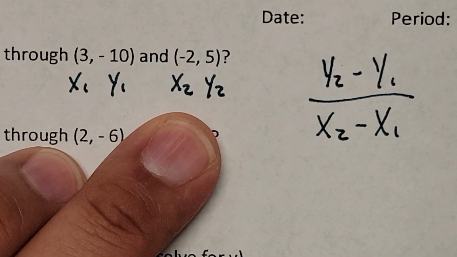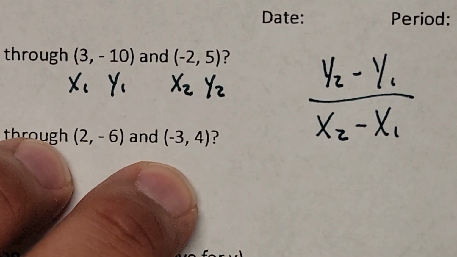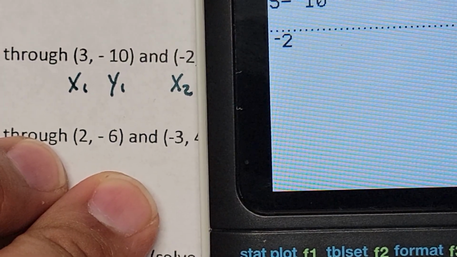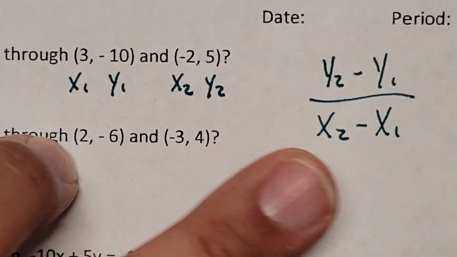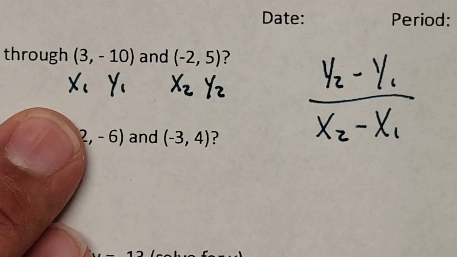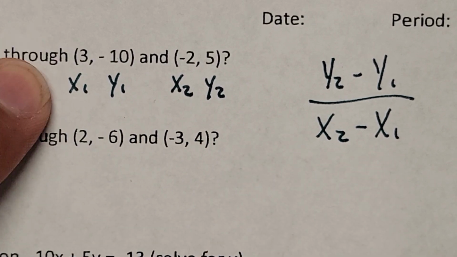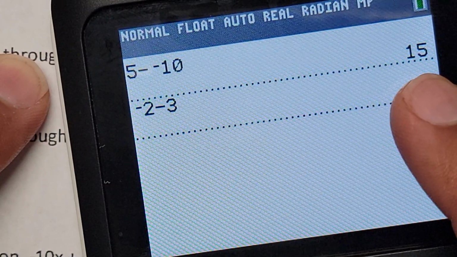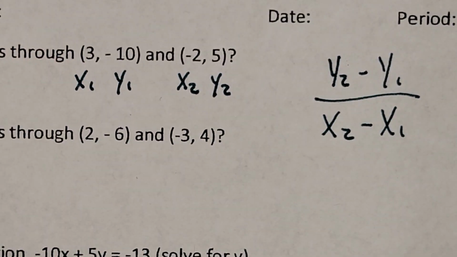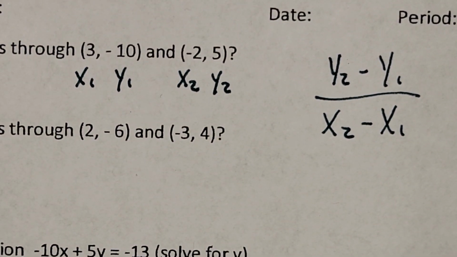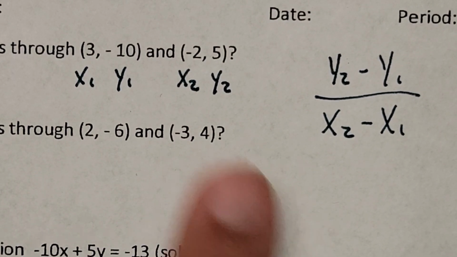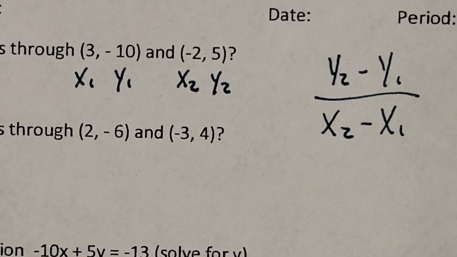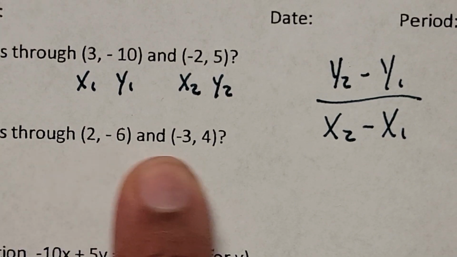And then for the bottom part of the fraction, you're going to have x2. So my x2 number is negative 2 minus, because it's always a minus in the formula. And the x1 number is going to be 3. And that's the bottom of the fraction. Then go ahead, write the fraction down, and get your answer. You can do the same thing here.